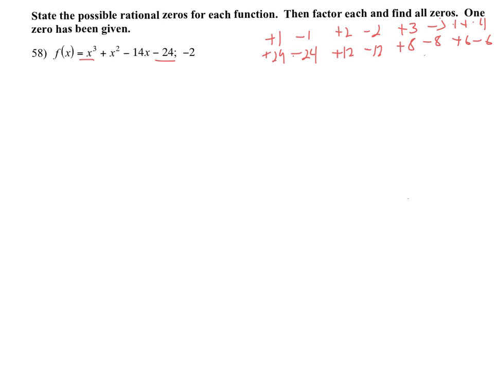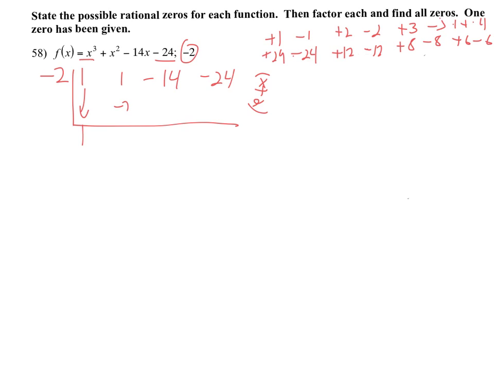Oh, look, I gave you one of the zeros already. How nice of me. Let's synthetically divide that. So 1, 1, negative 14, negative 24, and just reminding ourselves that we did x plus 2, because that's what negative 2 means, is a root. 1, negative 2, negative 1, that's going to be positive 2, negative 12, 24, and 0.